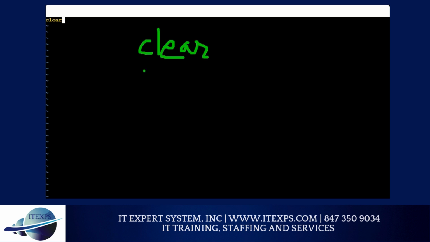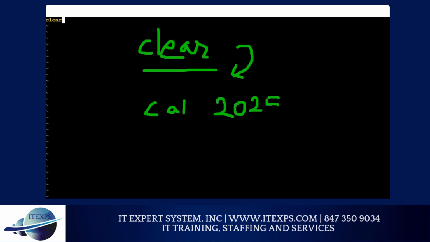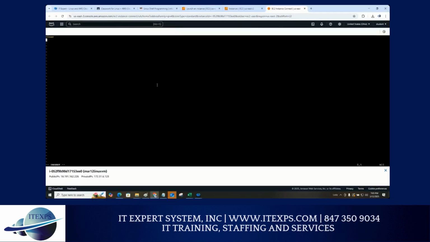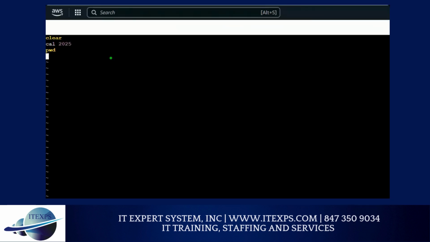It means I'm saying, first clear the screen, then press enter, and then write cal 2025. Press enter, and then write pwd. You are familiar with all these three commands because we have been using them for a while. Clear will clear the screen, cal 2025 will show me the calendar, and pwd shows me the present working directory. So this is our first script, and we are keeping it simple.